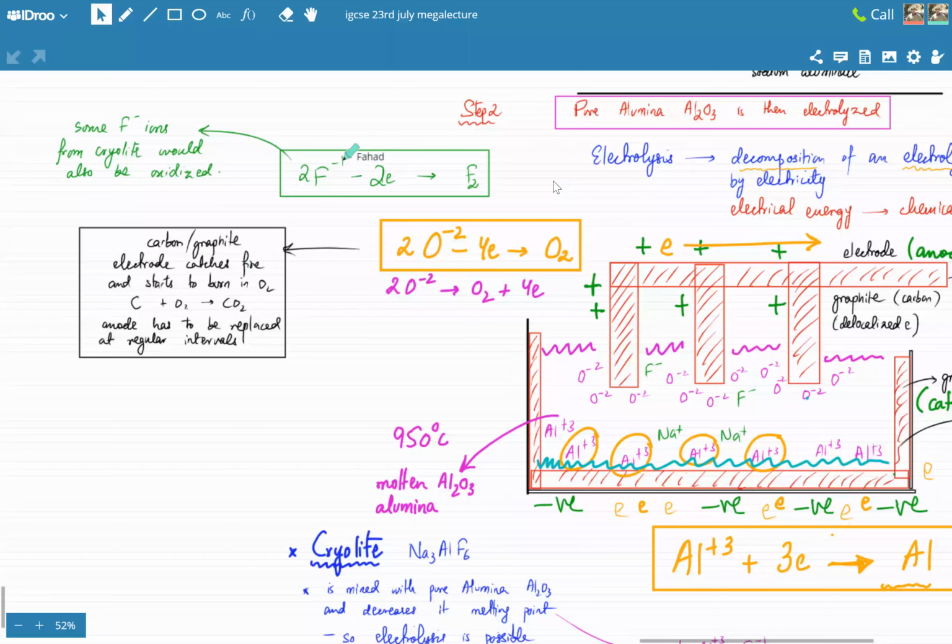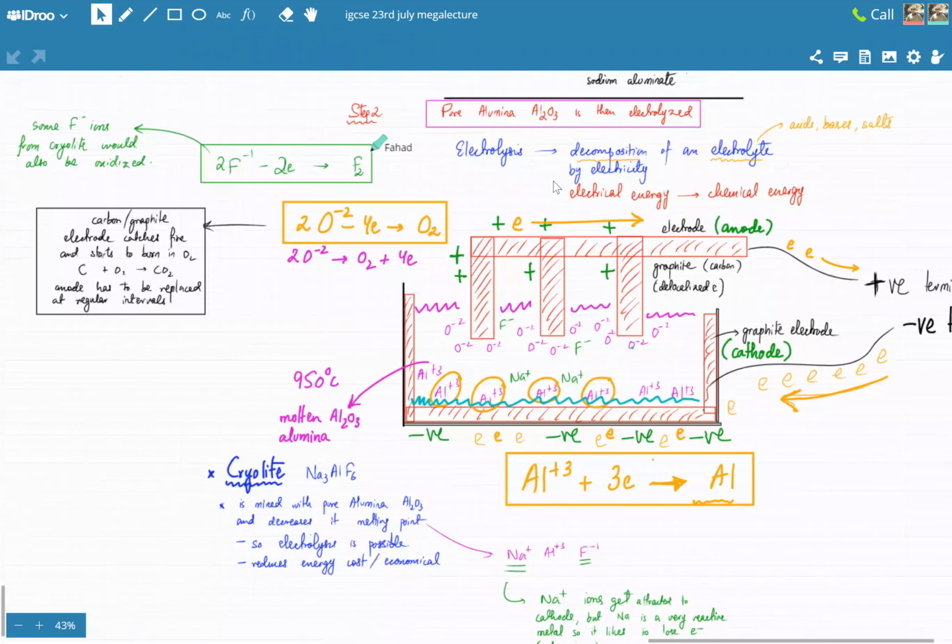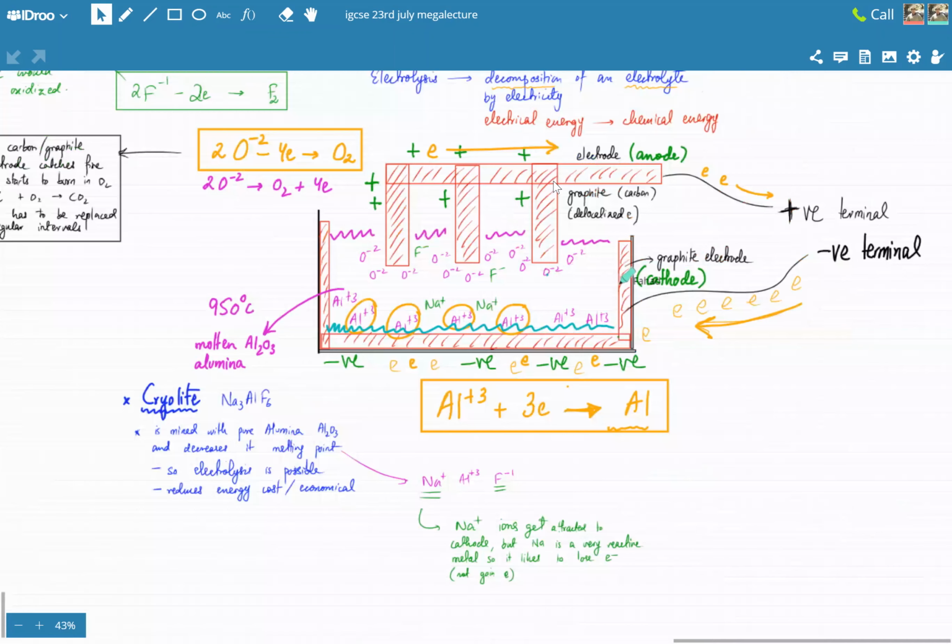One reaction that might happen is that F-1 ions from cryolite might also be losing electrons at anode. So they might also get oxidized. It won't be a very huge reaction because cryolite is in small amount, but fluorine gas might be produced. ठीक है, और cryolite में जो Na+1 है, that would get attracted to cathode, but it's not going to do anything at the cathode. Because it doesn't really have a very strong tendency to actually gain electrons. Because Na is very, very reactive. Lose करता है, gain बड़ी मुश्किल से करता है.